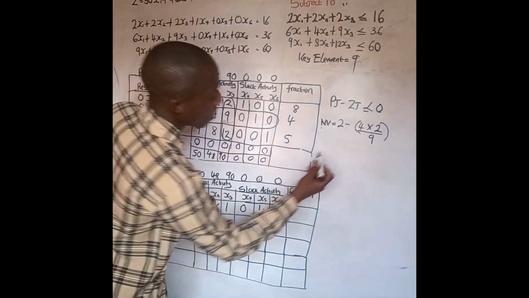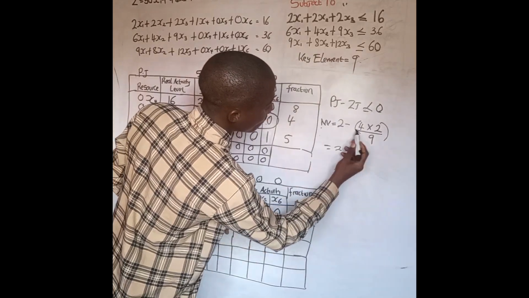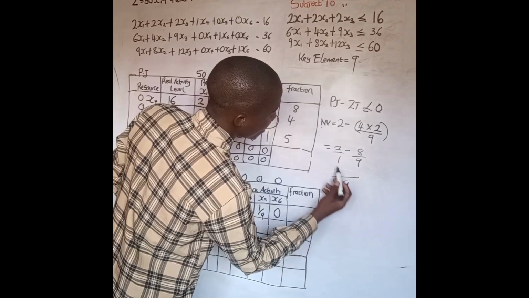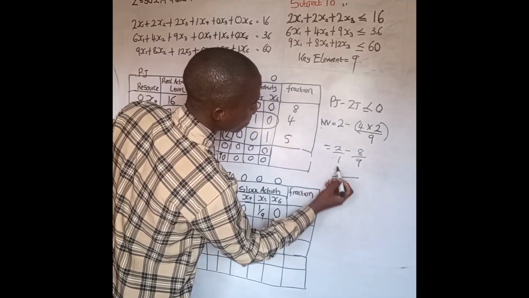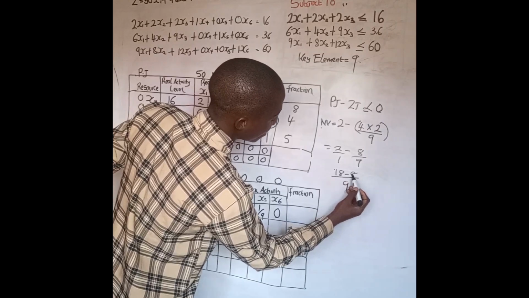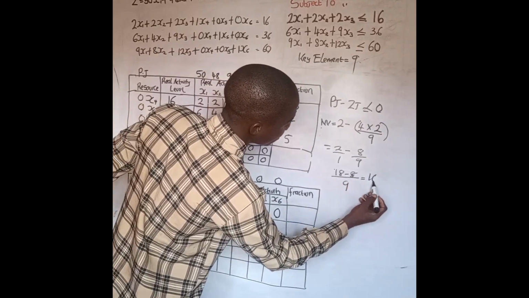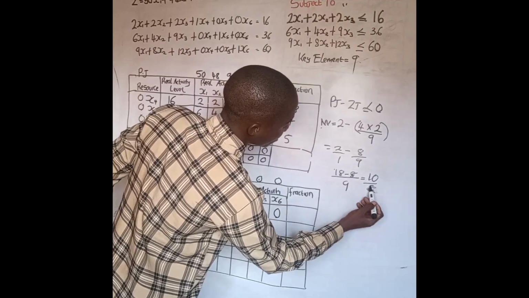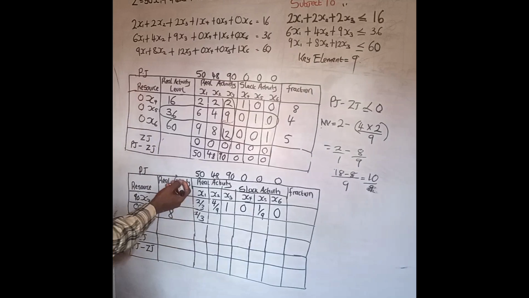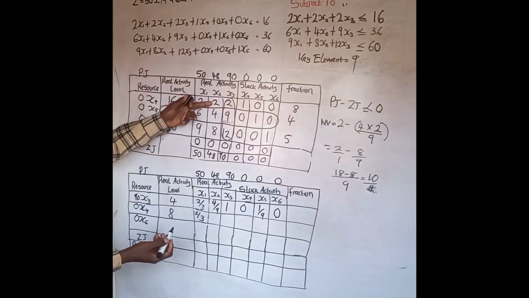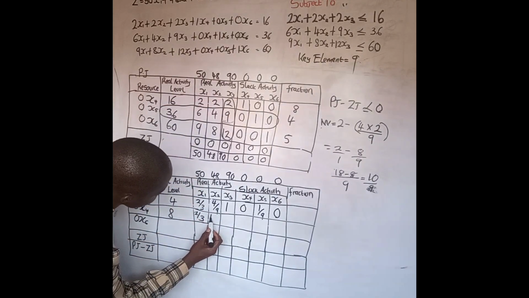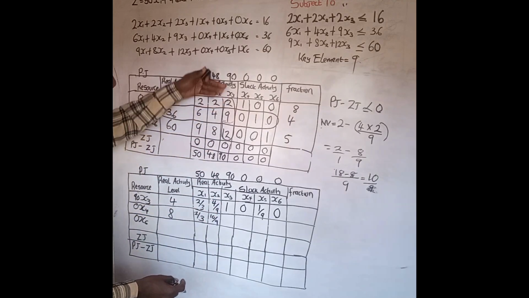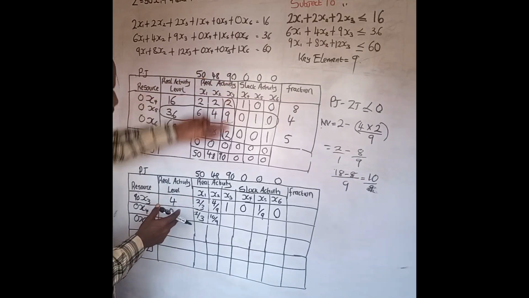Divided by the key element. So I'm going to be having 2 minus 4 times 2 is 8, 8 over 9. So if I find the LCM, it is 9. 9 divided by 1, that's 9. 9 times 2 is 18. 18 minus 8 all over 9. 18 minus 8 is 10. So I'm going to be having 10 over 9. So the new value for these two is 10 over 9. So that is how you are going to get the new value for all your elements.